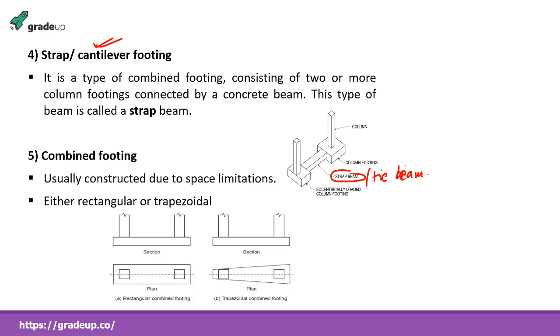Okay, now let's see, it is a type of combined footing. As I told, two columns are present, consisting of two or more column footings connected by a concrete beam, that is known as strap beam.